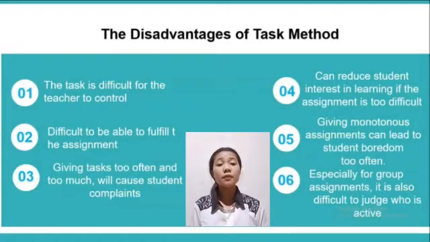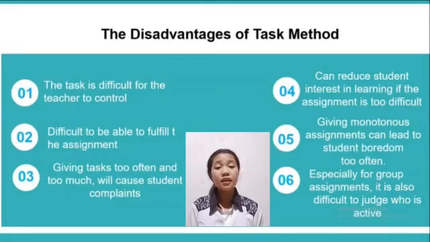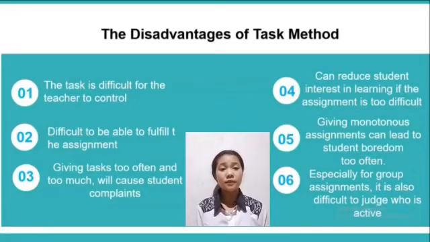Number five is giving monotonous assignments can lead to student boredom if too often. Yes, this is very true. Because when the teacher gives the same task to students, it will make students bored of learning.